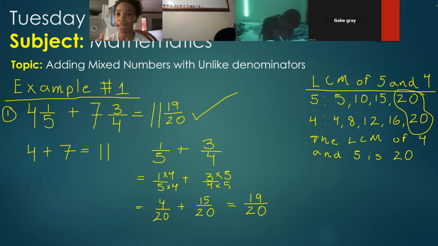So we put it back, and we grab our whole number where we added earlier and put it in front. So the answer is 11 whole numbers and 19 over 20. Very good. Excellent. Very good explanation, Deanna.